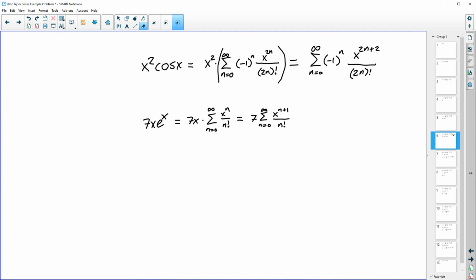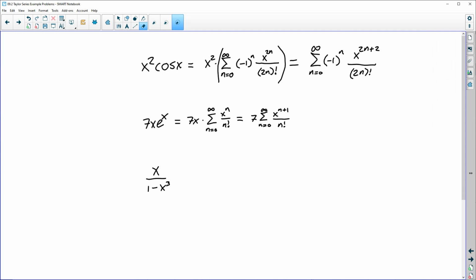Finally, I want to write the function x divided by 1 minus x to the third in its Maclaurin series. We know the Maclaurin series for 1 divided by 1 minus x. So I'm obviously going to factor out an x value. But what do I do with the x to the third power in the denominator? Like some of our previous problems, I'm going to do a u substitution. I'm going to call x to the third power u and work from there.